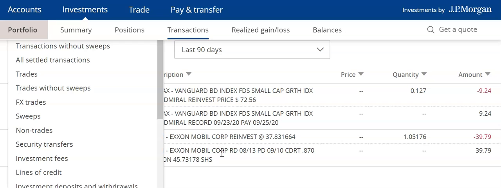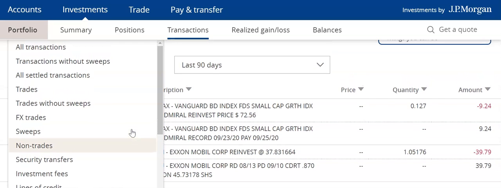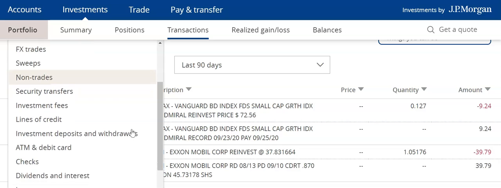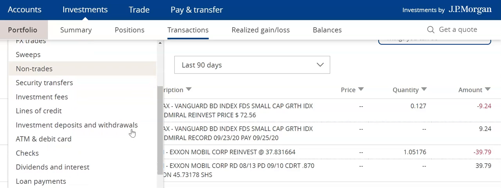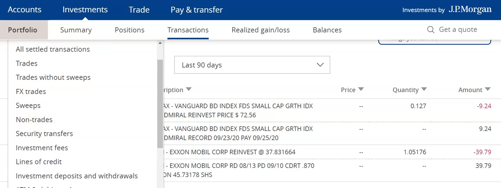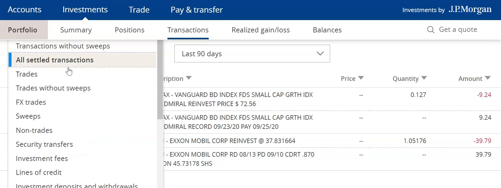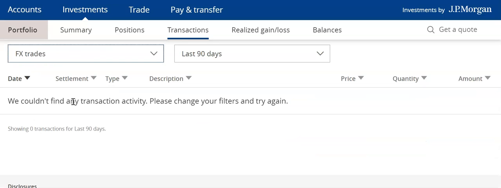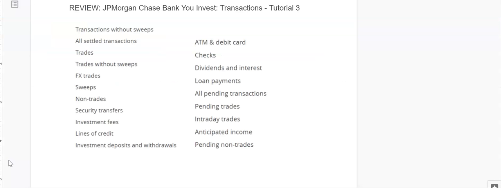And now we're going to take a look at the nuts and bolts of the different types of transactions that are displayed for us. Now, depending on the complexity of your account, most of these will probably be blank. For example, I do not have any FX trades. Now, you're going to see why once I explain what some of these complex transactions are. So here are all the different types of transactions available to you in the JPMorgan Chase Bank UInvest trading platform.